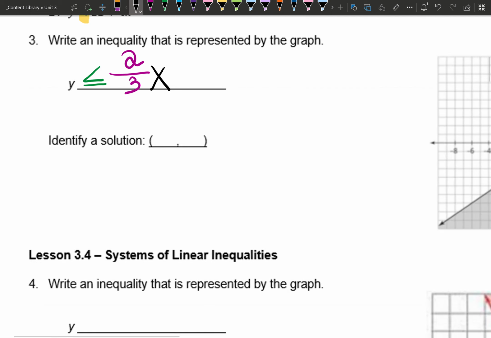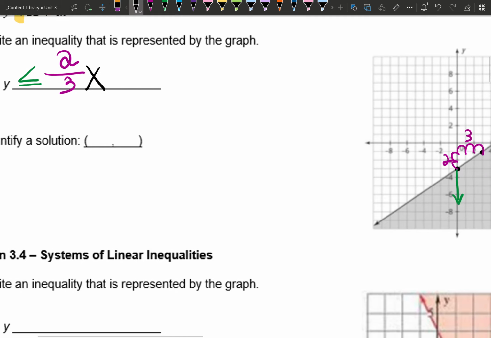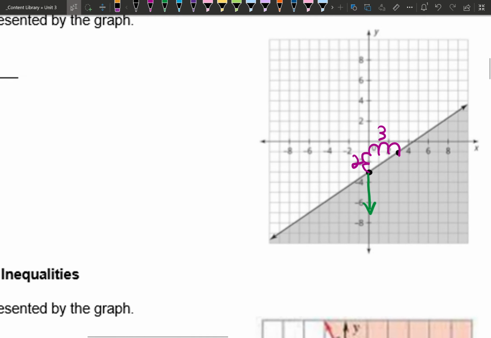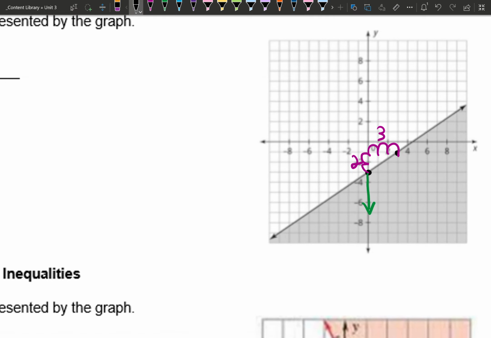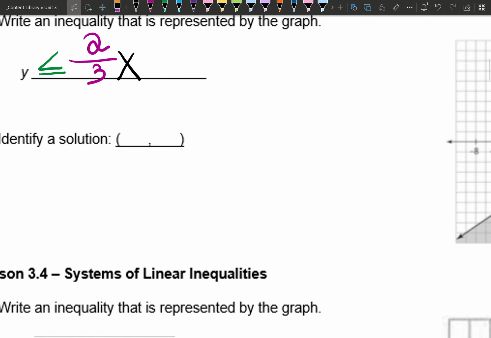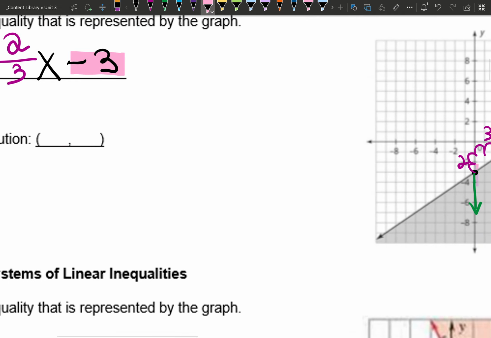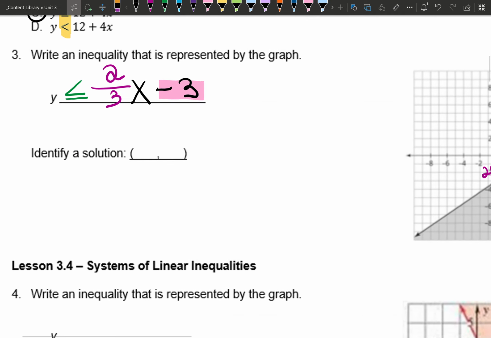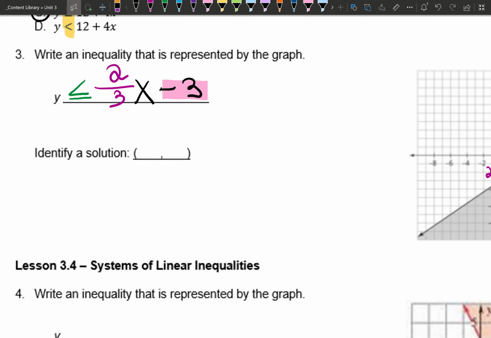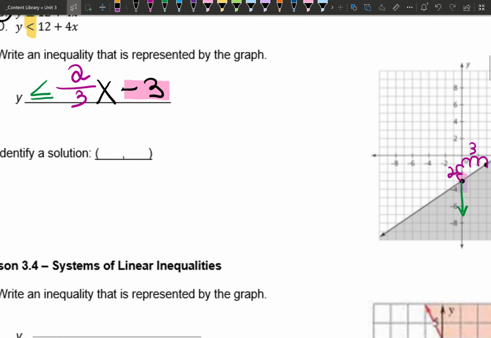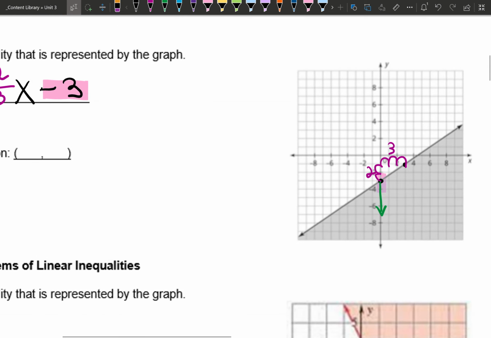You always put the letter x next to your slope. And the last thing we're going to write down is the y-intercept, which here between -2 and -4 is -3, so -3. And I got it from right here. Perfect. Next, let's identify a solution. Inequalities have so many solutions. So here, when you do this on your own, you may have a different answer than me.